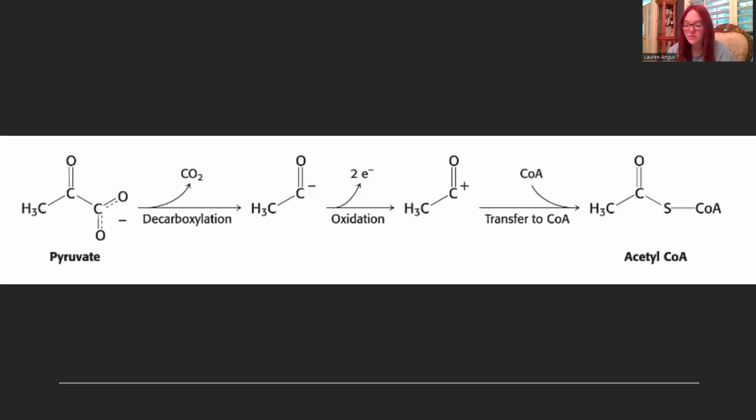So at first, I just want to show you guys a little bit of a summary. What we're going to try to establish is how pyruvate is made into acetyl-CoA. It has to go through three different processes: the decarboxylation, oxidation, and then transfer to CoA.